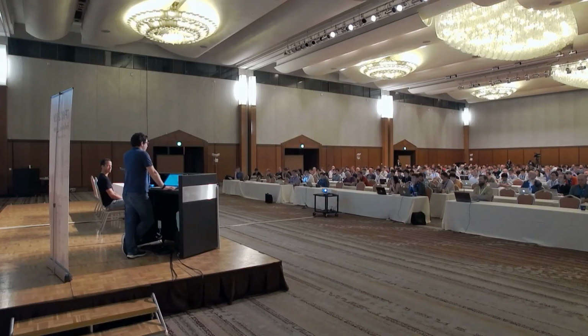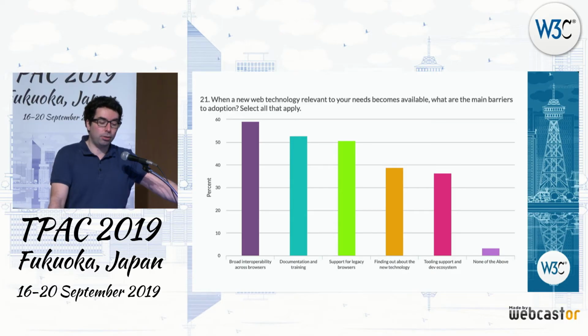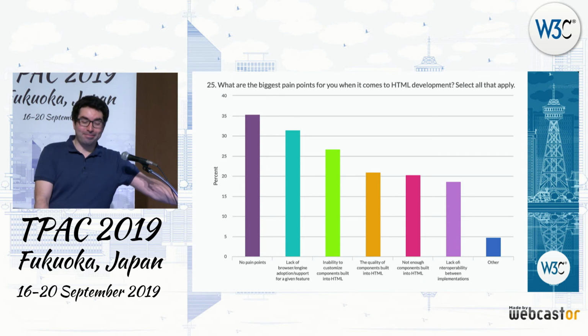The second item I want to share is this one. When a new web technology relevant to your needs becomes available, what are the main barriers to adoption? Usually, when this question is asked, regardless of platform, it's documentation and sample code that developers really care about. That's usually the #1 spot. And it is listed here, but it's in second position. The #1 barrier to adoption on the web platform is broad interoperability across browsers. It's not all bad, though.